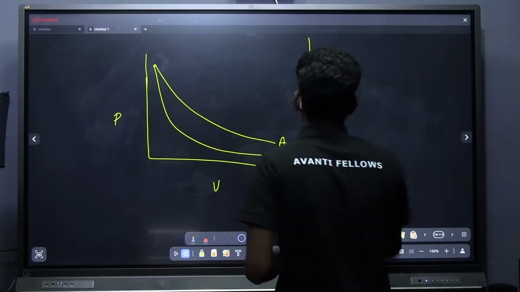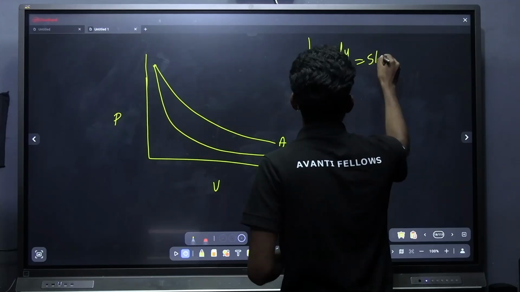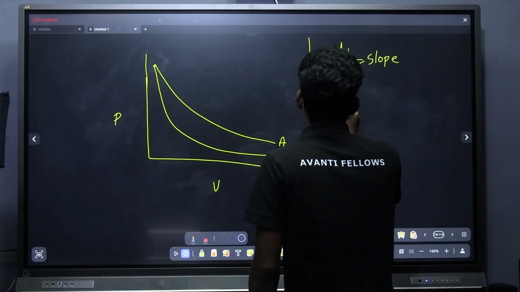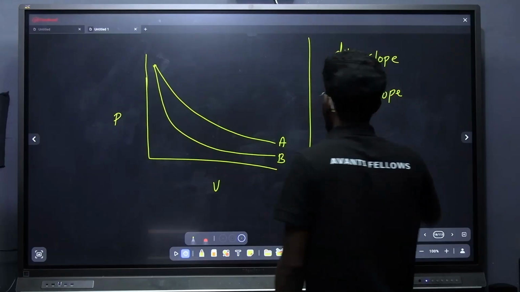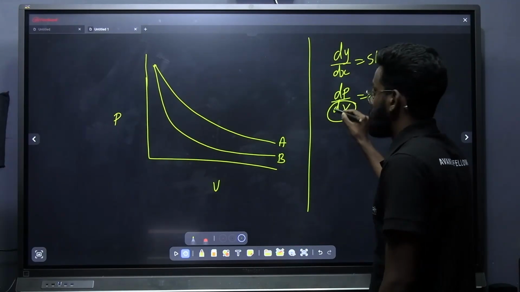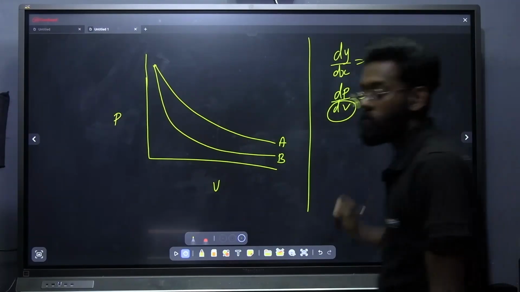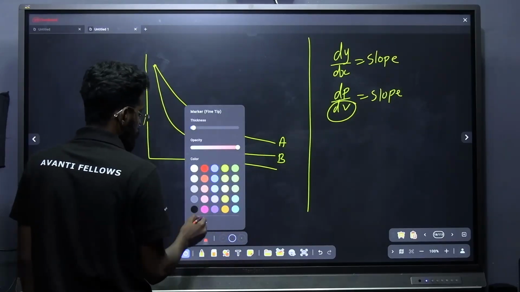What is the equation for slope? We know that dy by dx is equal to the slope. Here the y axis is P, so dP by dV is equal to the slope. So from this you understood that the lower the change in volume, the higher the slope. Now we can understand that one.